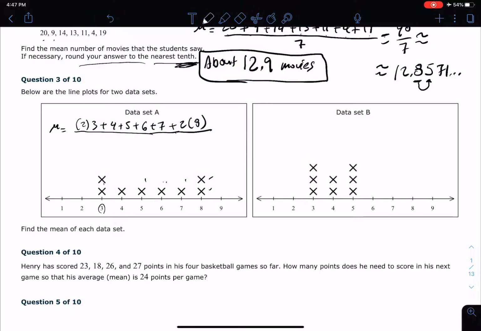And so we have to divide by how many weights we had. Of course, we had 2 there and 2 there, and add them all up: 1, 2, 3, 4, 5, 6, 7, 8. We divide by 8, and we end up getting 44 divided by 8, which gives us a mean. I'm going to write down here: Data set A has a mean equal to 44 divided by 8, which actually is 5.5.